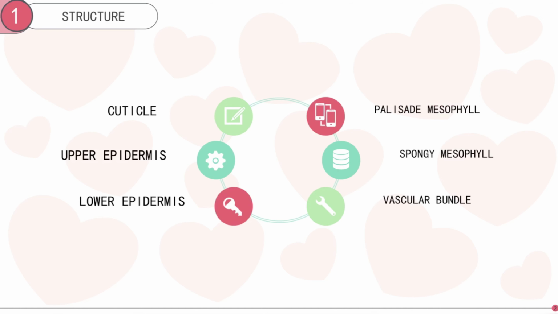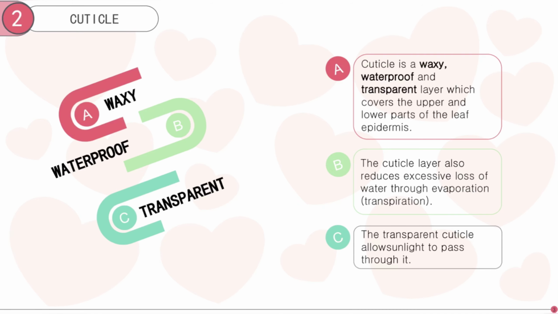First, structure. A. Cuticle. B. Upper epidermis. C. Lower epidermis. D. Palisade mesophyll. E. Spongy mesophyll. F. Vascular bundle. Cuticle. Cuticle is a waxy, waterproof and transparent layer which covers the upper and lower parts of the leaf epidermis. The cuticle layer also reduces excessive loss of water through evaporation or transpiration. The transparent cuticle allows sunlight to pass through it.